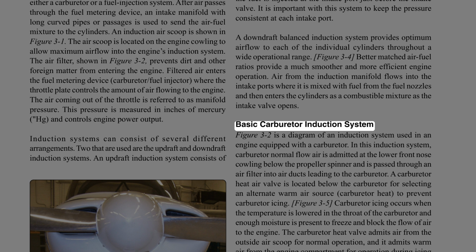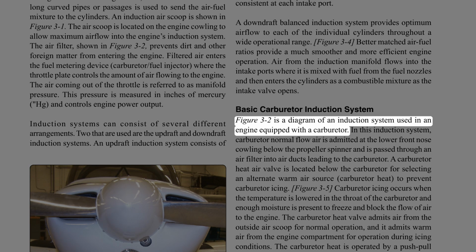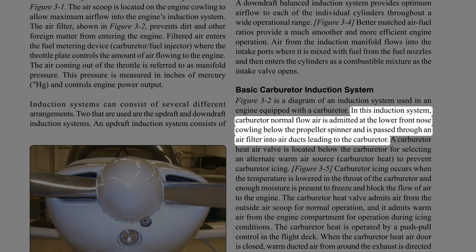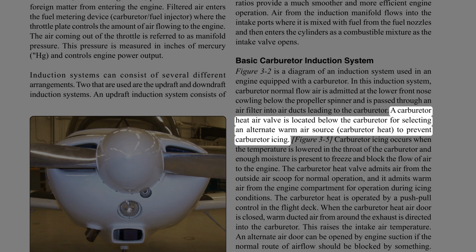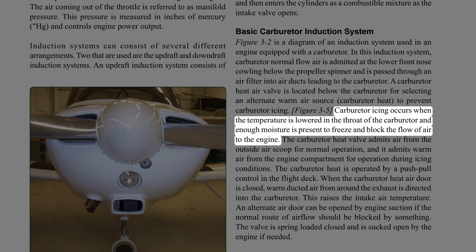Basic carburetor induction system. Figure 3:2 is a diagram of an induction system used in an engine equipped with a carburetor. In this induction system, carburetor normal flow air is admitted at the lower front nose cowling below the propeller spinner and is passed through an air filter into air ducts leading to the carburetor. A carburetor heat air valve is located below the carburetor for selecting an alternate warm air source, carburetor heat, to prevent carburetor icing. Carburetor icing occurs when the temperature is lowered in the throat of the carburetor and enough moisture is present to freeze and block the flow of air to the engine.